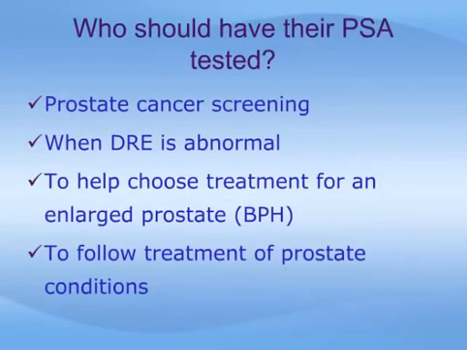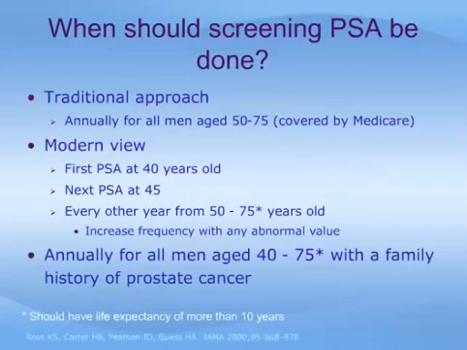PSA testing is generally recommended for the following purposes: prostate cancer screening, as discussed, to gain further information when a DRE is abnormal, to help choose treatment for an enlarged prostate, and to follow treatment of all prostate conditions. The recommended scheduling of PSA and DRE testing for screening will vary from center to center, doctor to doctor, and patient to patient. In North America, urologists typically recommend annual screening with PSA and DRE for all men aged 50 to about 75, and in the United States, this testing is covered by Medicare.